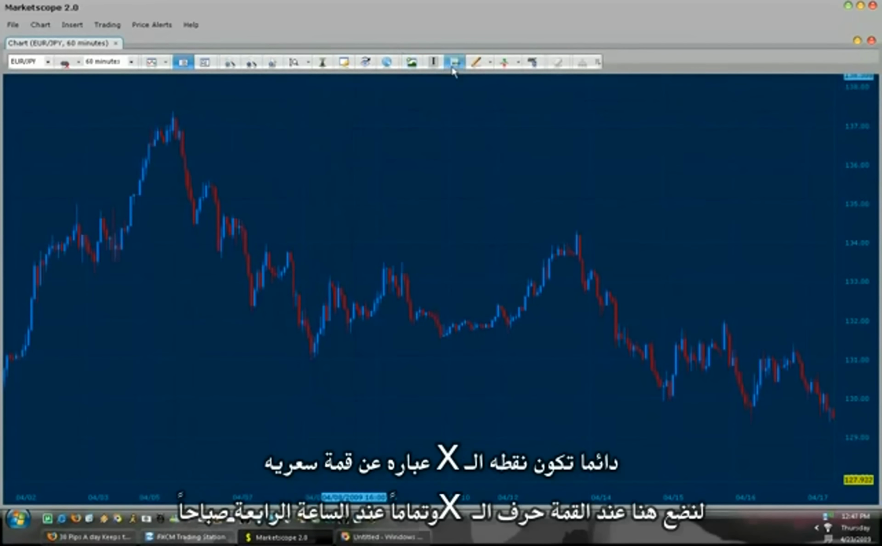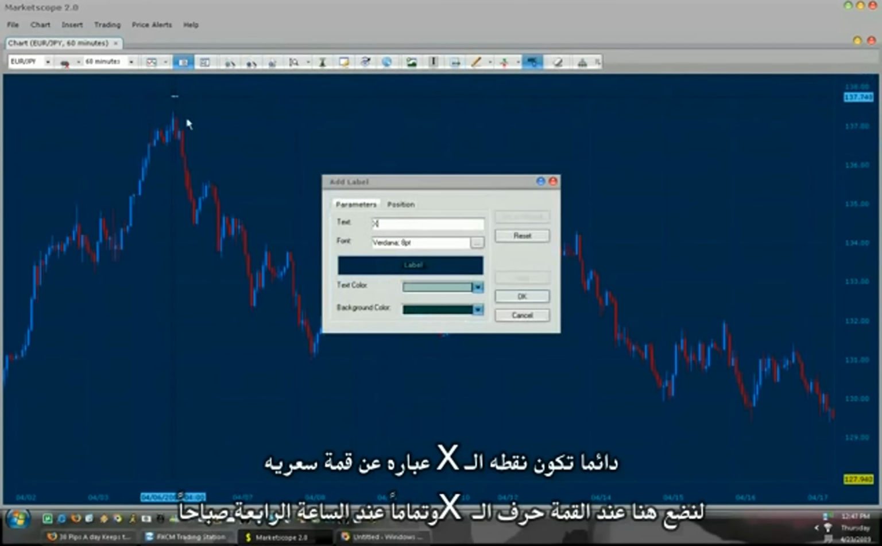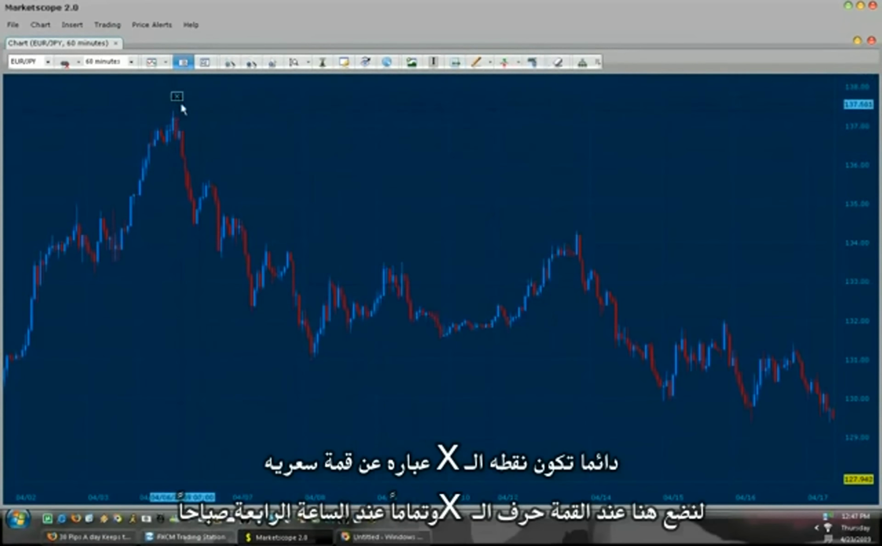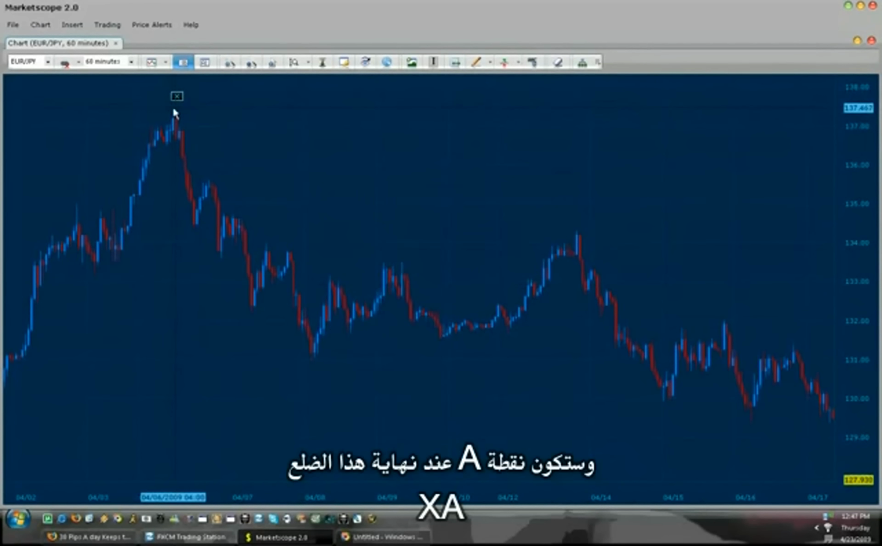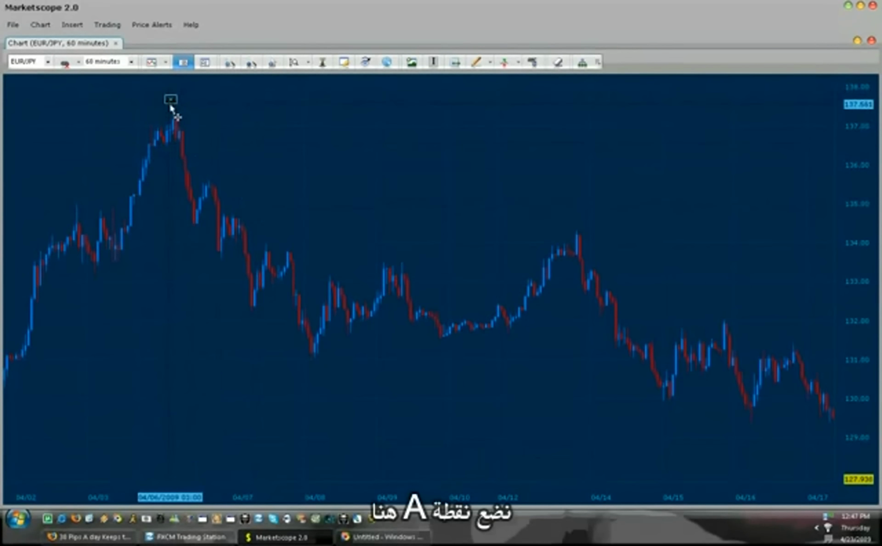So let's place our X here at the peak of price at 4 o'clock in the morning. And then my A would be the end of the X leg. I will place my A here.